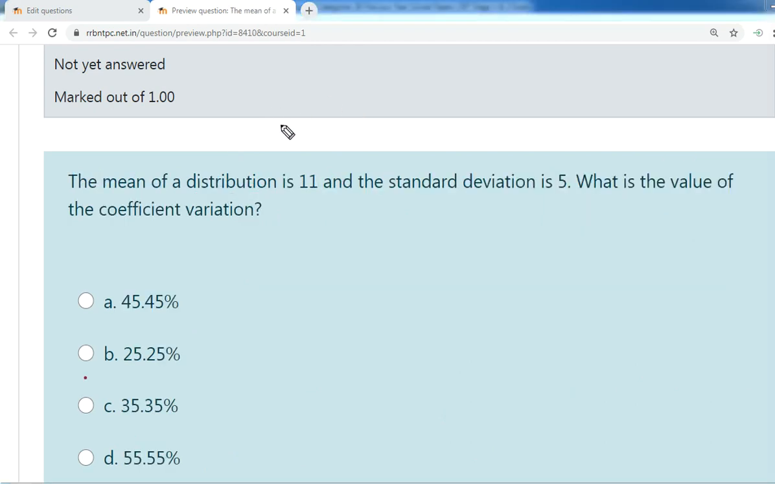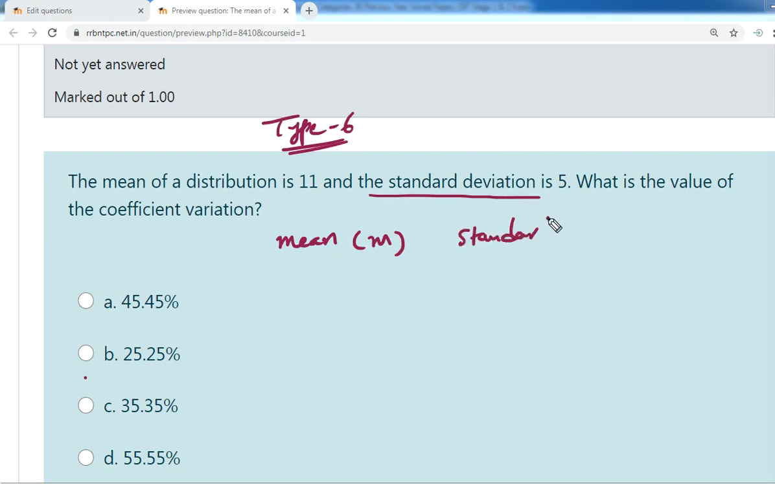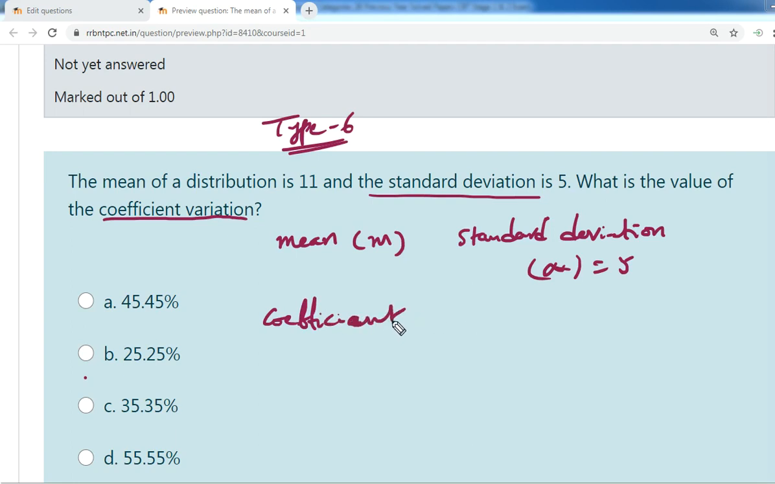Next, let us see the type 6 questions. Type 6. So here the mean of distribution is 11. So they have given the mean m, and the standard deviation sigma as 5. Then what we need to find? What is the value of the coefficient of variation? We need to find the coefficient of variation.